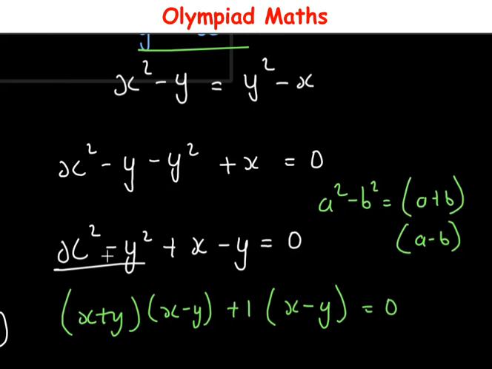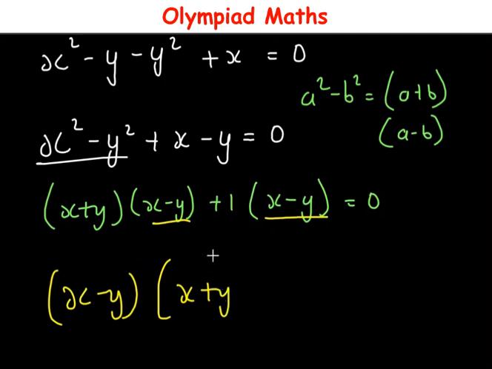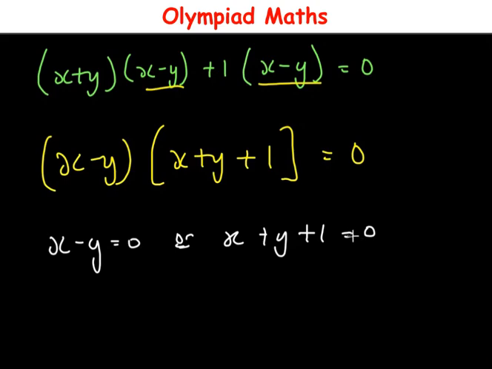So looking at this, we have x minus y as a common factor. Factorize out x minus y. We are left with x plus y, then plus 1, and this equals 0. So from here, we can equate these two to 0, so that this becomes x minus y equals 0, or x plus y plus 1 equals 0.